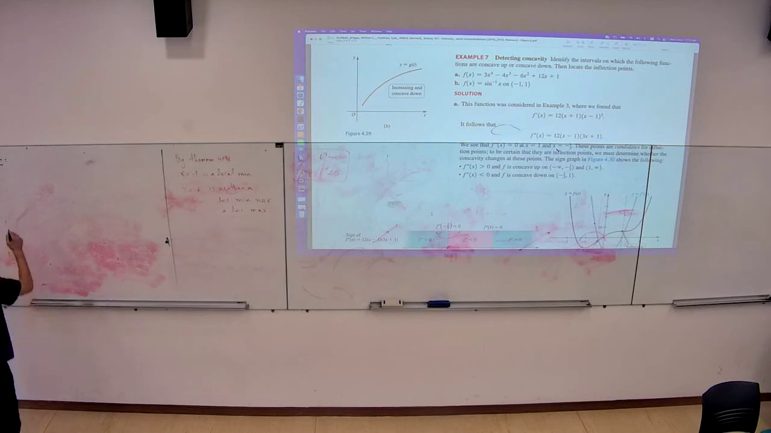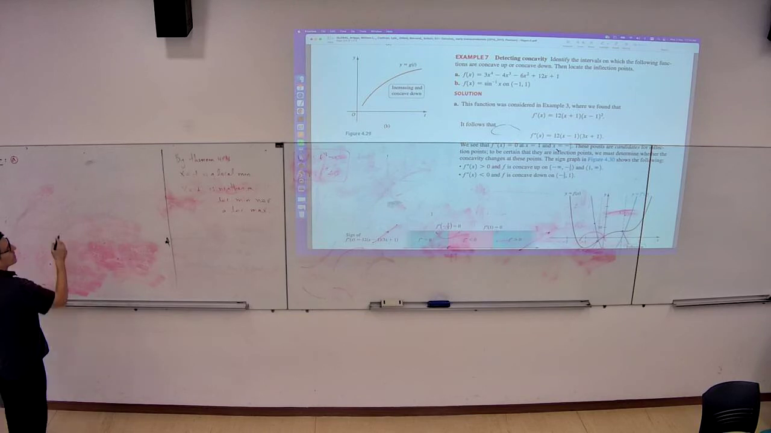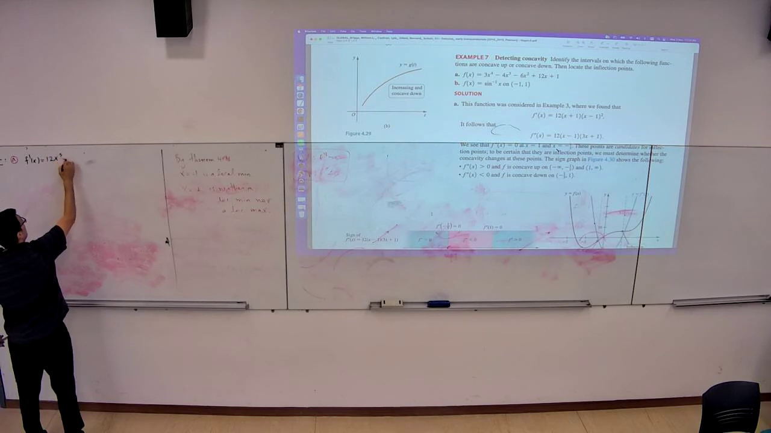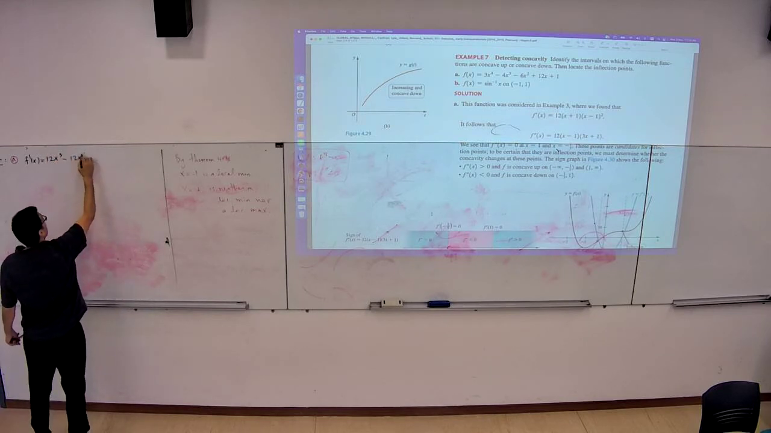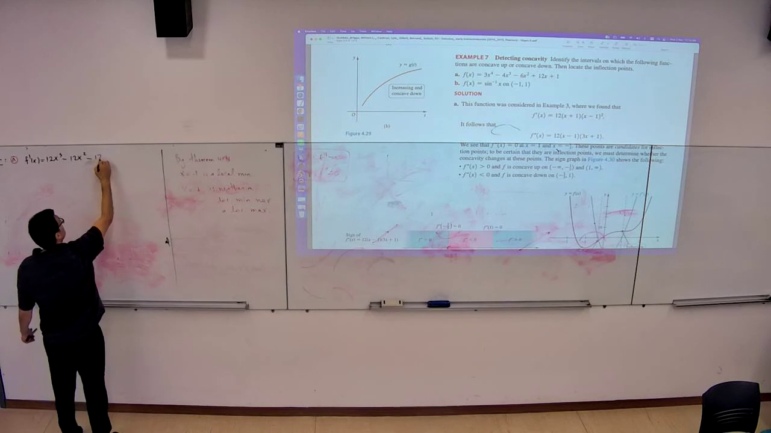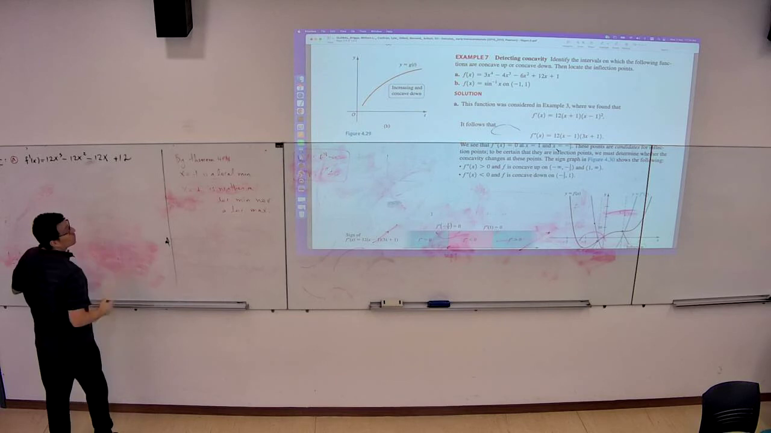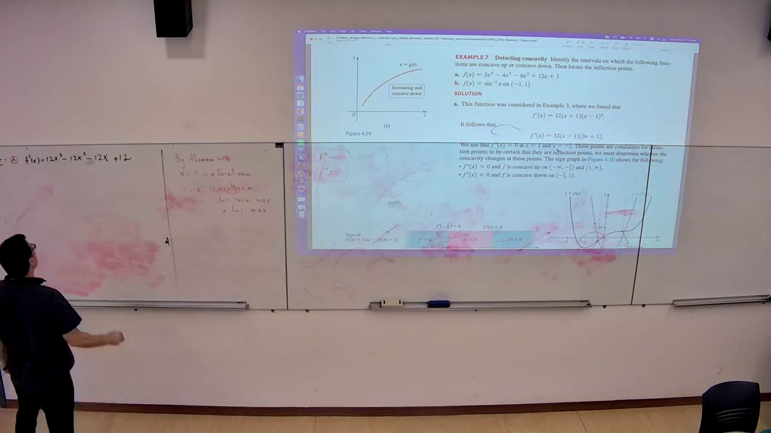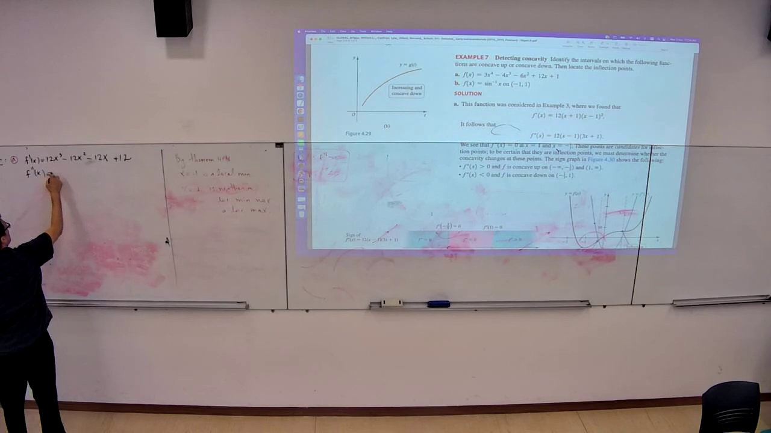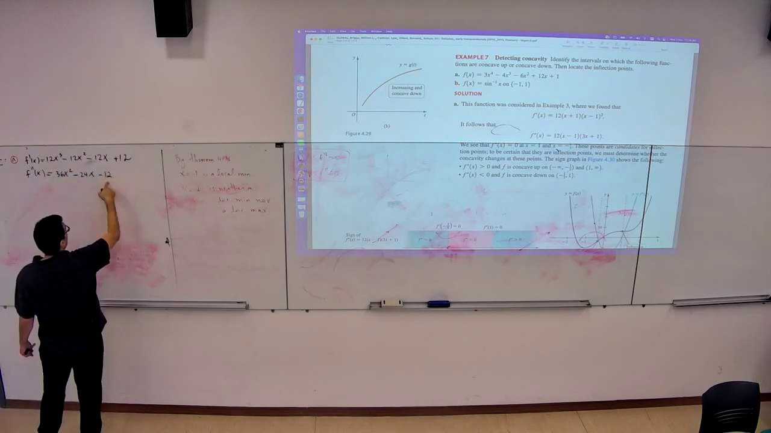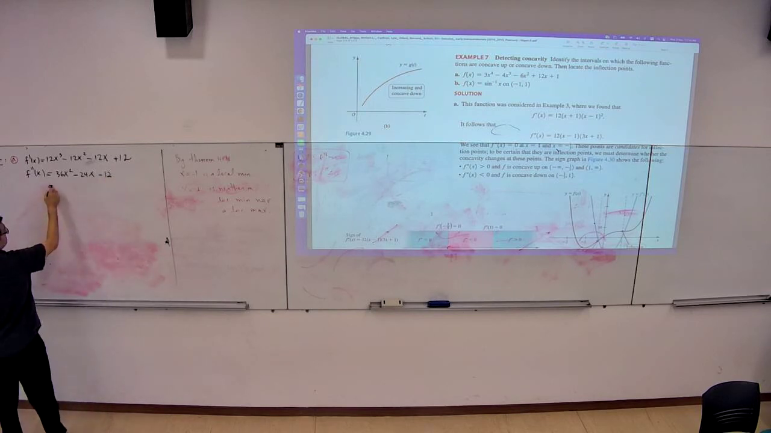Example number 7, part A. Actually, I'm going to compute right away the second derivative. So f prime of x, it's the same function. So we get 12x cubed minus 12x squared minus 12x plus 12, right? Minus, yes. So the second derivative is 36x squared minus 24x minus 12. Right, so this is actually 12.